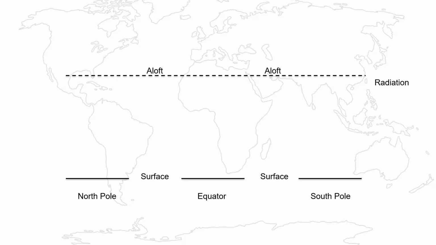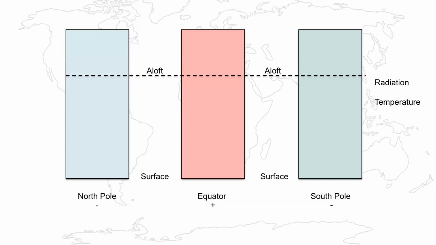Are we going to have radiation differences? Based on what we discussed in the Earth-Sun relationship unit, we know that the equator is going to get more radiation than the poles. Next, we're going to have some temperature differences. Because the equator is getting more radiation, it's going to be warmer than either the North Pole or the South Pole. So I've shown you that with the colors red versus blue. Red meaning warm, blue meaning cool.